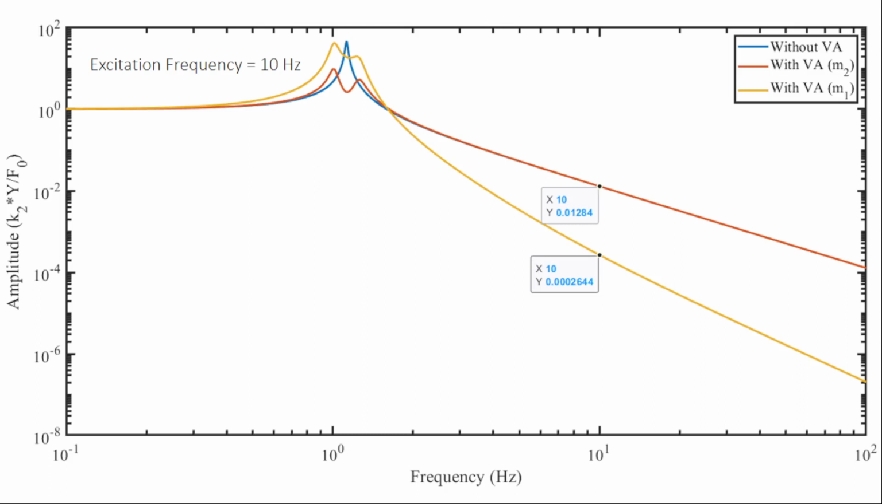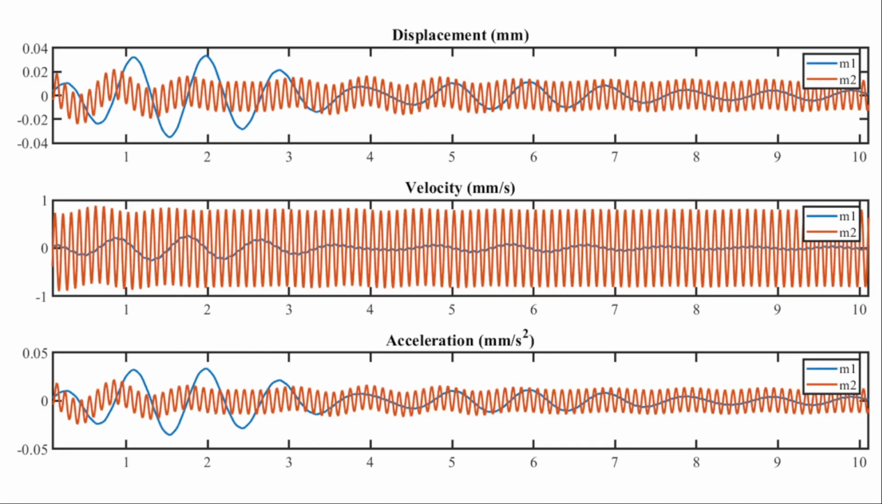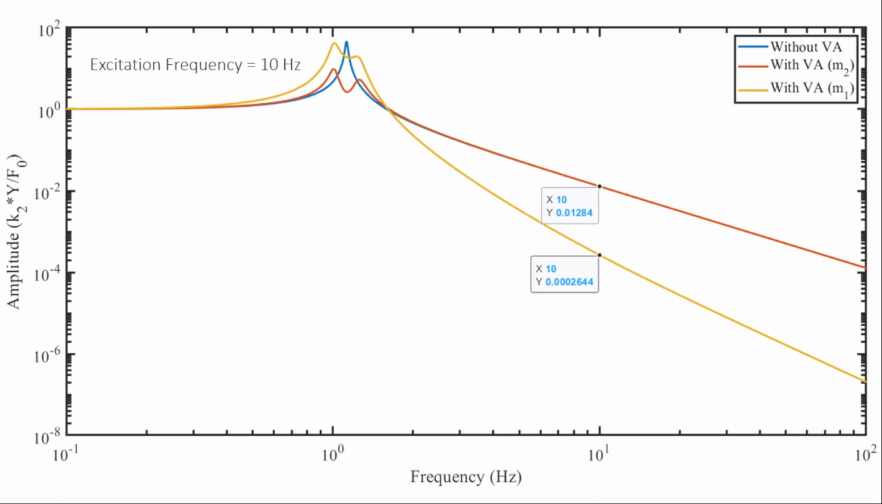So this is just a small demonstration of how we can use MATLAB to show that. Here as well, on a time based plot, we can see that the displacement of the mass m2 is much smaller, whereas m1 is higher, because of the characteristic of the vibration absorber.